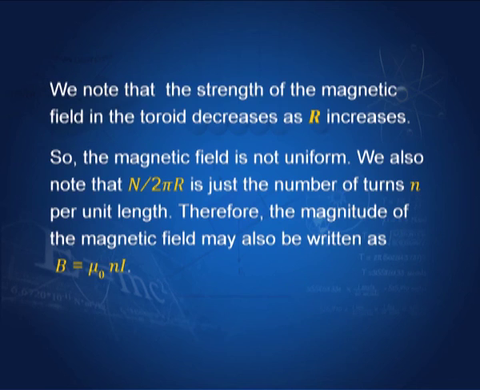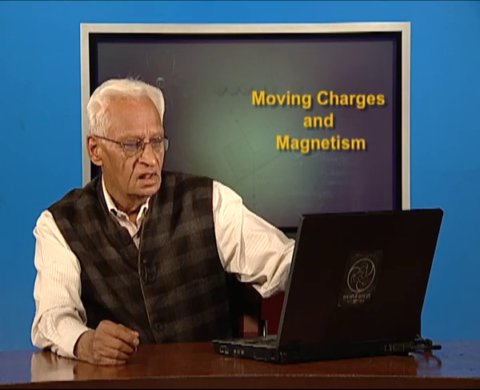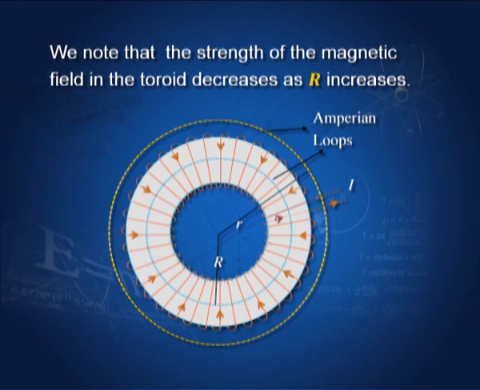pi R is nothing but the number of turns per unit length. Therefore, it is simply the same formula, mu 0 small n times I, where small n is the number of turns per unit length. And we note also that the magnetic field decreases as R, that is, from the center if I start, then it is maximum and it decreases with R, that is, as R increases from here to here, the magnetic field decreases, and it is strongest along the axis.